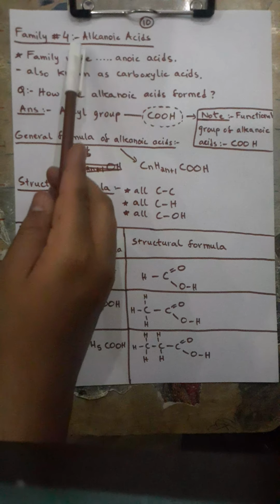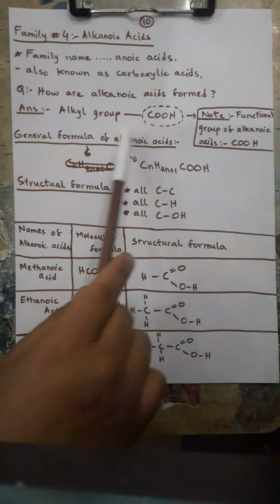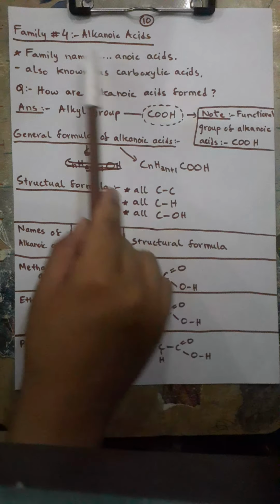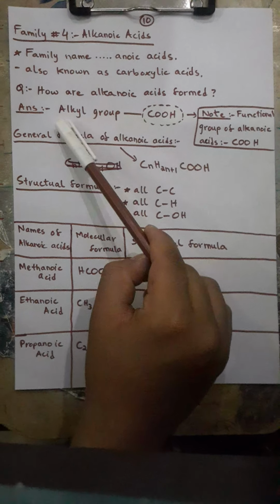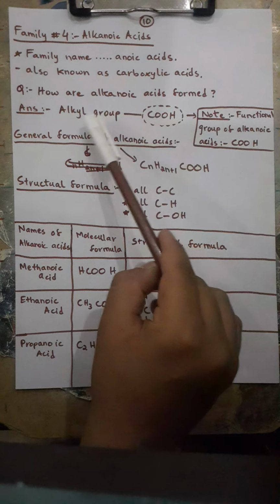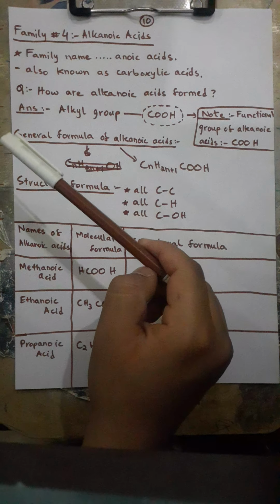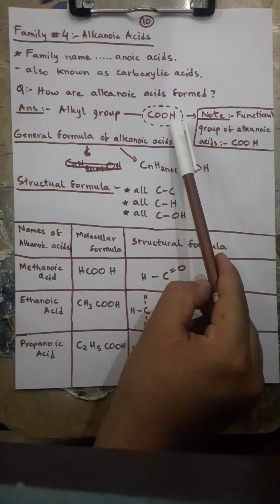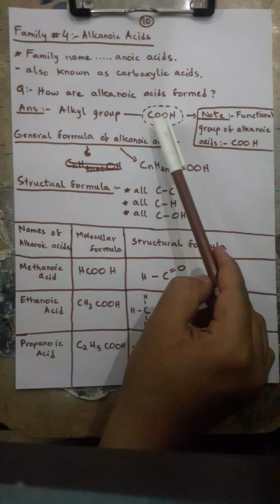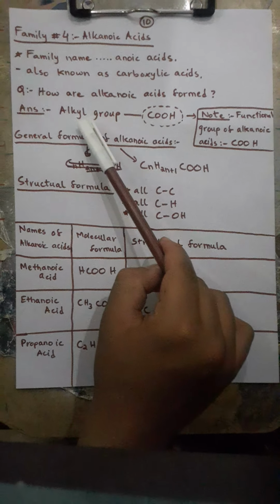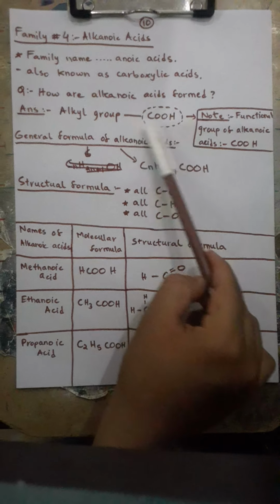Now coming to our fourth organic family, that is alkanoic acids. Its family name is anoic acids. It is also known as carboxylic acids. Alkanoic acids, also known as carboxylic acids. How are alkanoic acids formed? They are formed by attaching a COOH group to an alkyl group. What we studied on the previous page was that if we attach an OH group only with the alkyl group, we will get an alkanol. And now we are studying that if we attach a COOH group with this alkyl group, we will get alkanoic acids.